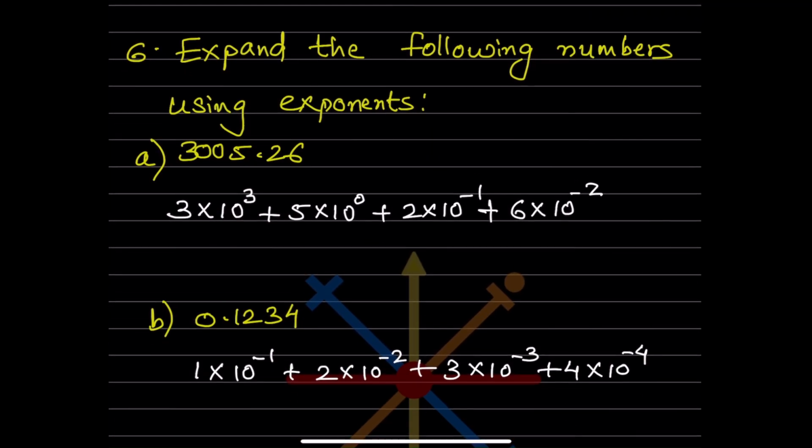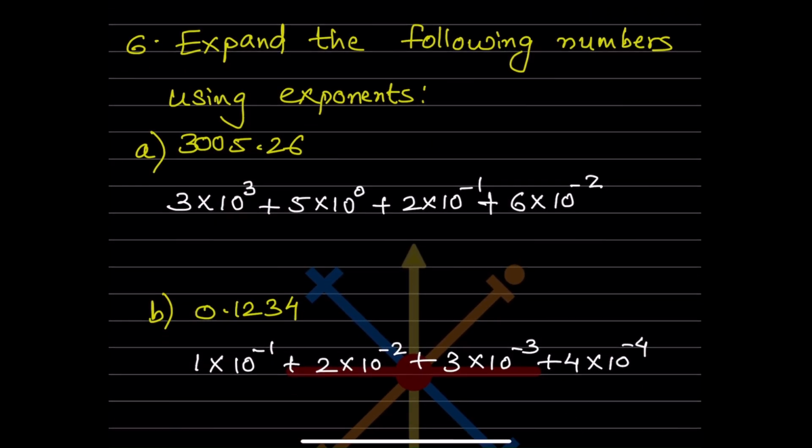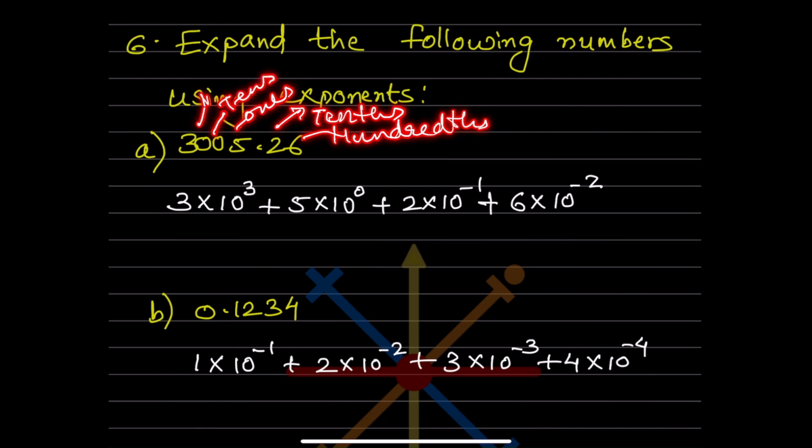Expand the following numbers using exponents. So now see here, there is a decimal point over here, and this is 3005.26. So you know this is the tenths, and this is the hundredths, and this is the ones place, then this is the tens place, this is the hundreds place, and this is the thousands place. So in thousands, when I'm writing here 1000, how many zeros do we have? We have 3, right?